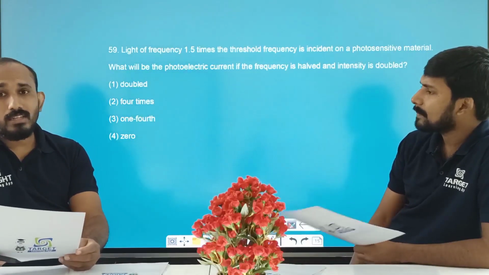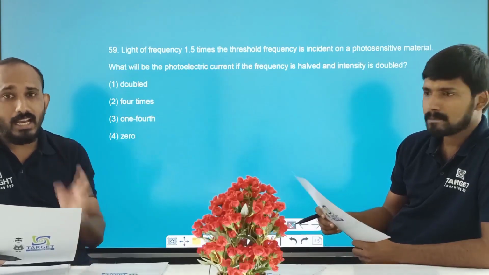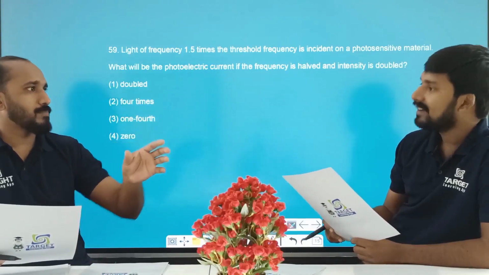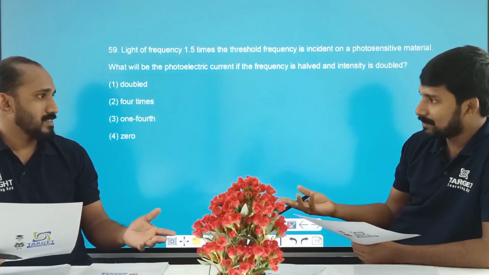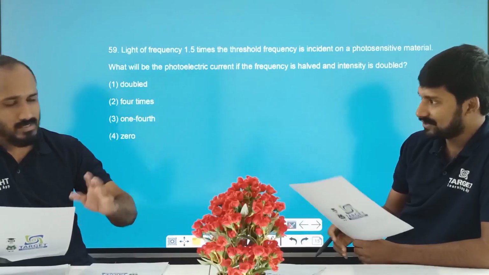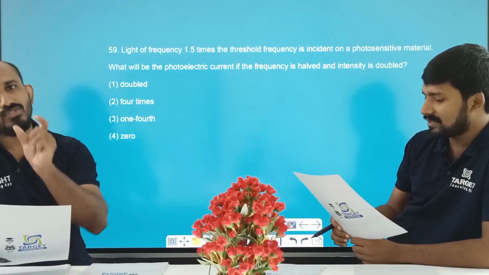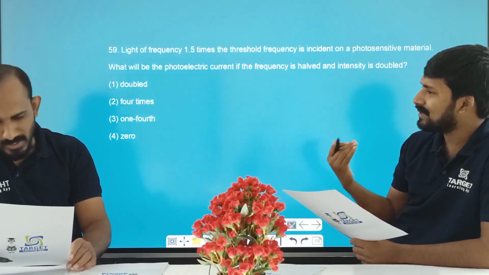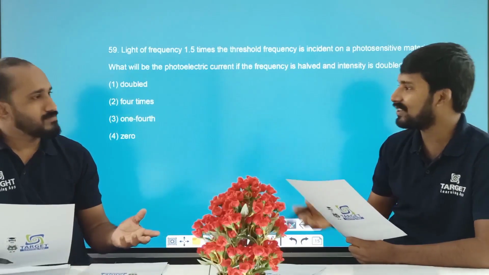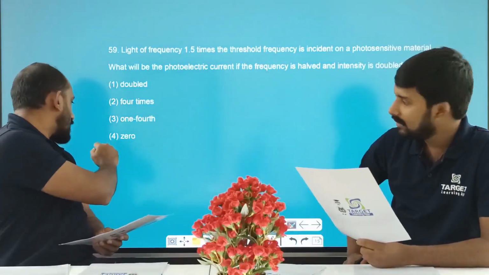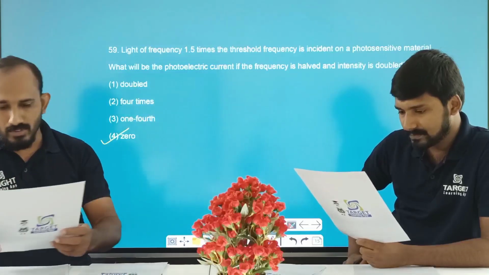Actually, some of the students had the confusion that the photoelectric current depends directly upon the intensity. But here the process itself doesn't take place, because emission does not take place, because the frequency is less than the threshold frequency. That's what you have to consider. Very simple question. If the students know the concept very well, they can write the answer. So we can log the answer: 4th one, 0 will be the answer.